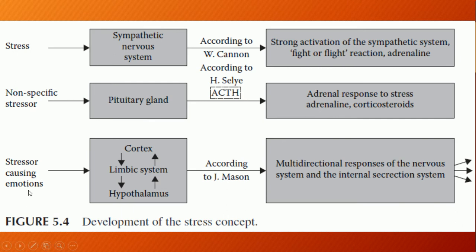And then another is we have stressor causing emotions, so the cortex and then the limbic system, hypothalamus, then it goes back to the limbic system and then to the cortex. And then according to J. Mason, multidirectional responses of the nervous system and the internal secretion system.